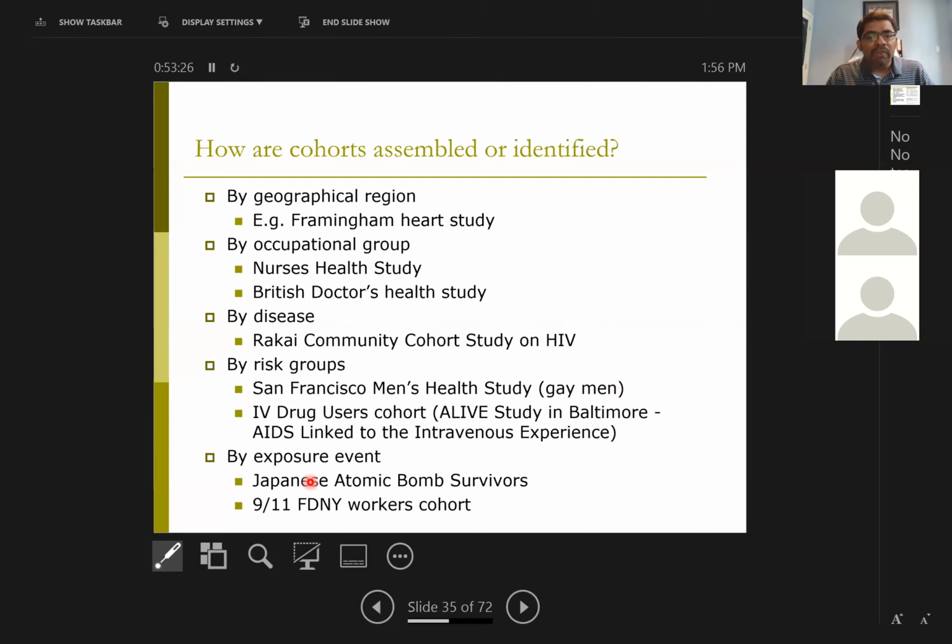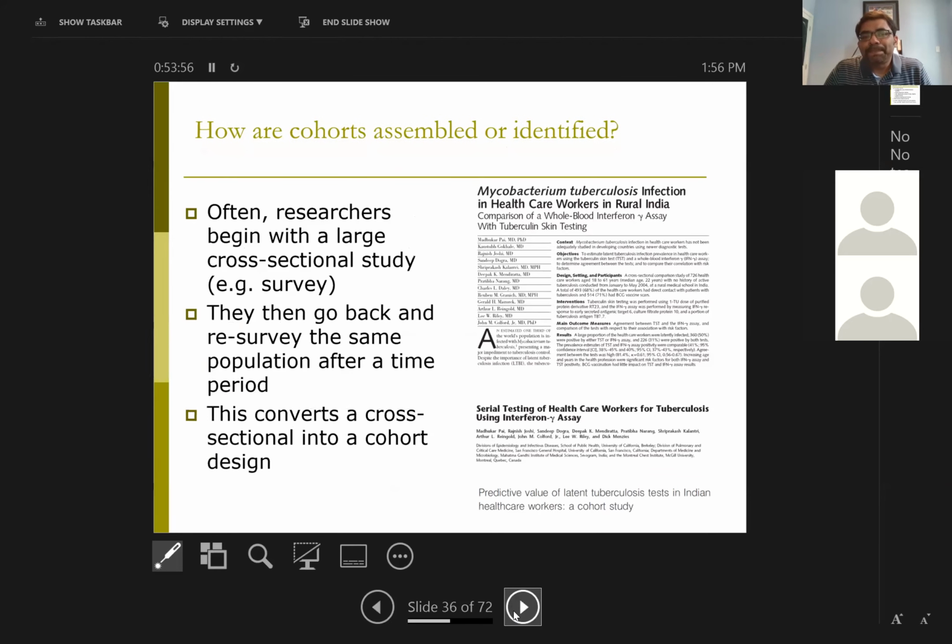Or follow-up of all the Japanese atomic bomb survivors to see whether they end up with cancer later on in life, and so on and so forth, to be based on an event. All the fire workers, New York Fire Department, who were exposed to the 9/11 terrorist attack, all of them inhaled massive amounts of smoke and dust, and they are still being followed up to see what their long-term lung capacity, lung cancer, and so on and so forth, right? All examples of cohort study.